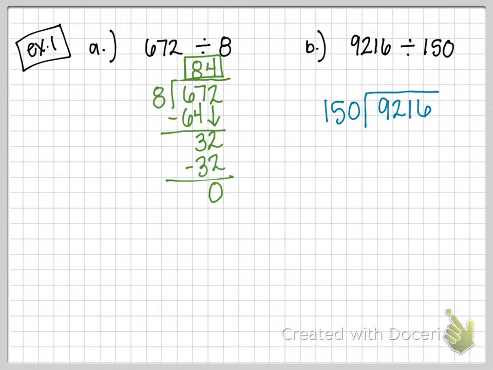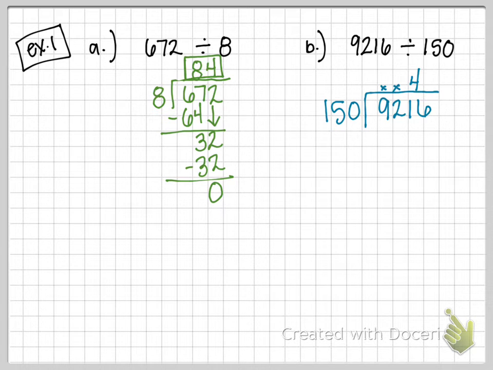Okay, then we start our long division process. Does 150 go into 9? No. Does 150 go into 92? No. So now we're all the way to 921. Does 150 go into 921? Yes. How many times? What do you think? 4. Let's try 4. Sometimes you have to guess and check.